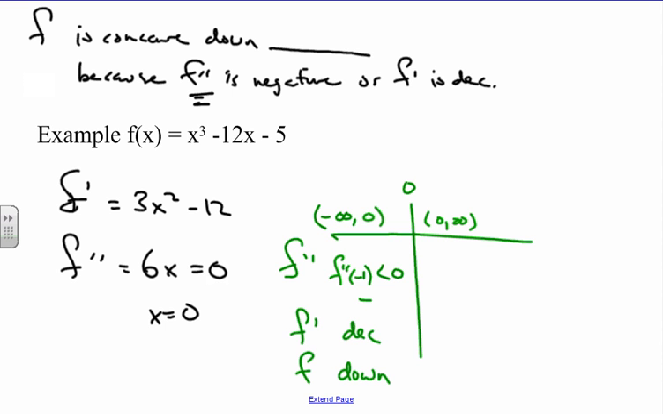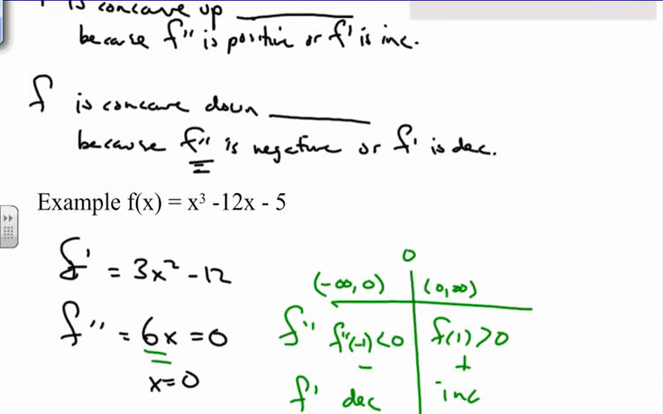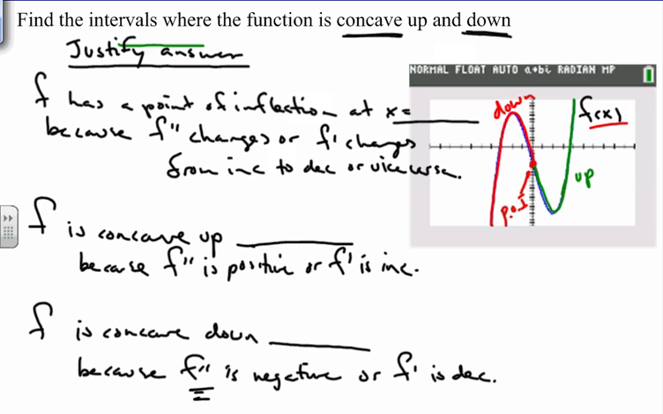In the same manner, we go to 0 to infinity. We plug in a value on that interval, like 1, into f double prime. We get a positive value. So that means f prime is increasing on this interval, and that means f is concave up. Looking at our graph, we can verify that that is true: from 0 to infinity, concave up, and from negative infinity to 0, concave down. And yes, we have our one point of inflection at 0.